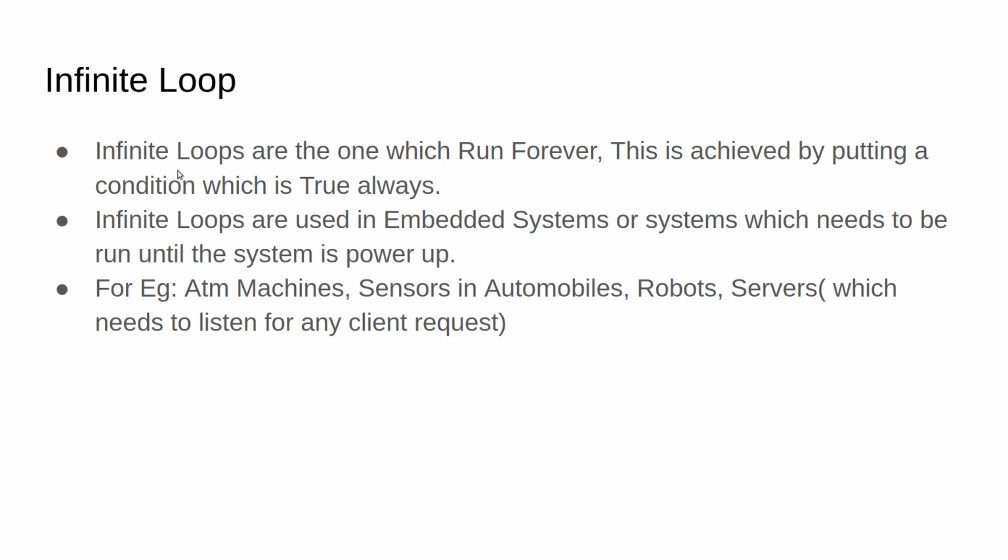Now, let us see the concept of an infinite loop. Infinite loops are nothing but loops that run forever. For example, we have an infinite loop usually running in embedded systems, or in systems like ATM machines, sensors of automotive, robots, or a server, in which the server needs to listen for any client request all the time. So here we have to run a given set of statements, or a given program, forever. This is called an infinite loop, where the condition of the loop is always true, and these are used in most embedded systems most of the time.